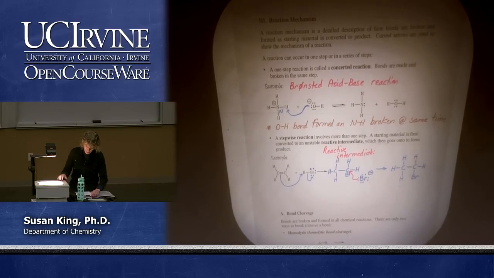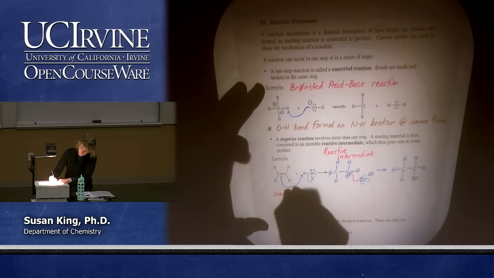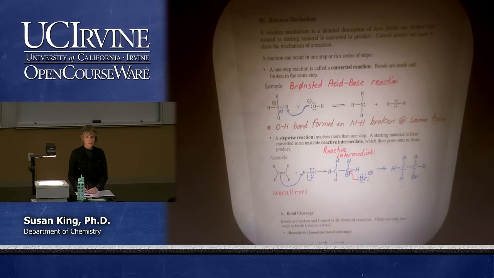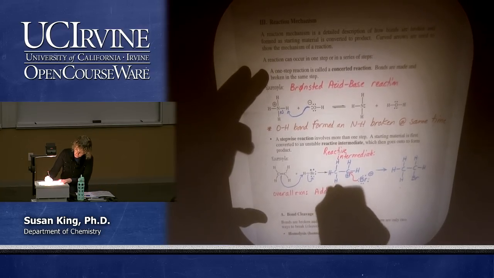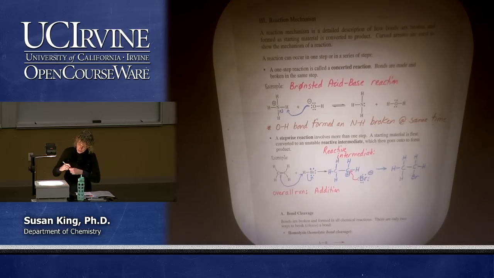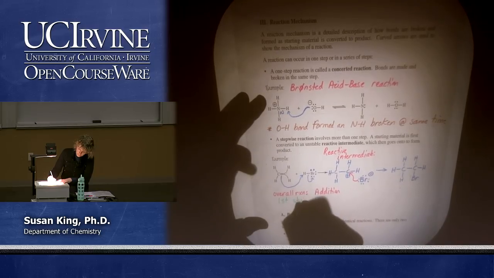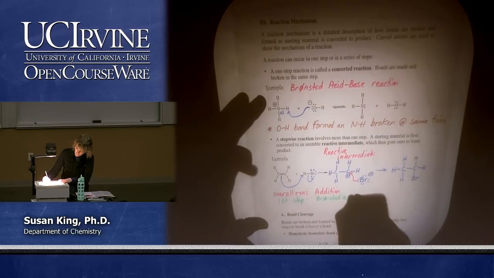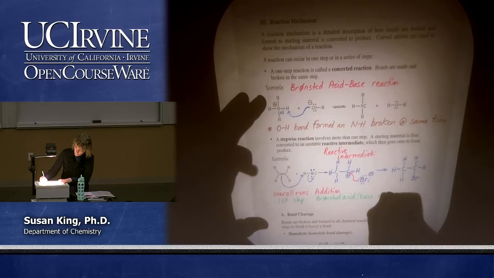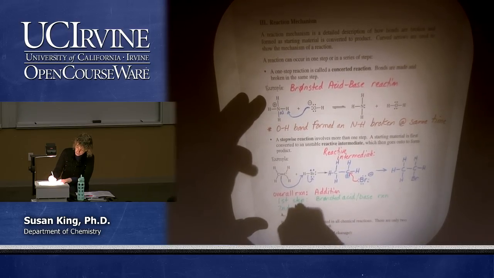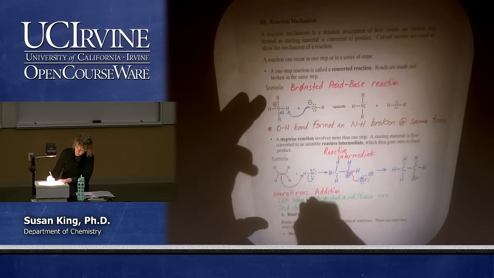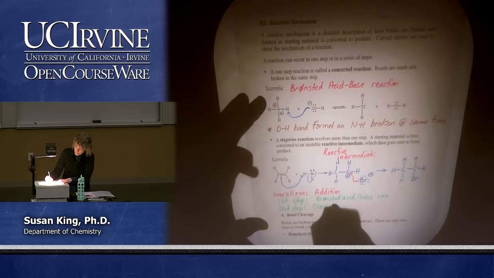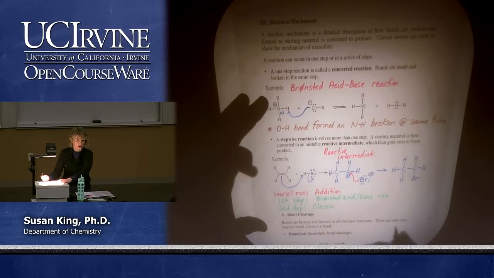So let's label each of the steps here. Overall, what's the type of reaction? Breaking a pi bond, adding two elements across the pi bond, so that's an addition. Overall reaction is addition. The first step is a Bronsted acid-base reaction. The second step, there is no proton transferred. It's a Lewis acid-base reaction, the classic Lewis acid-base, where we have something with lone pairs attacking something that does not have an octet.